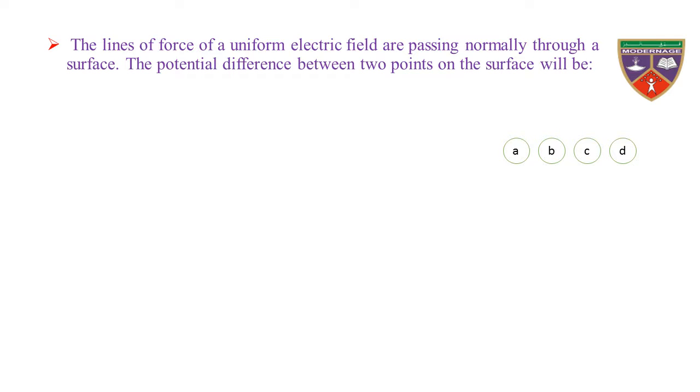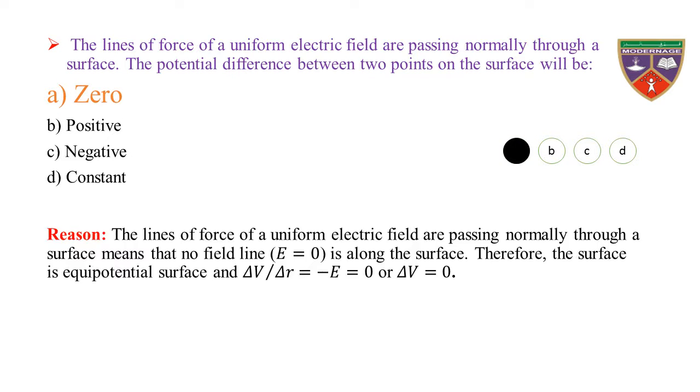The lines of force of a uniform electric field are passing normally through a surface. The potential difference between 2 points on the surface will be: option A, 0; B, positive; C, negative; D, constant. The key is 0. Option A is correct.